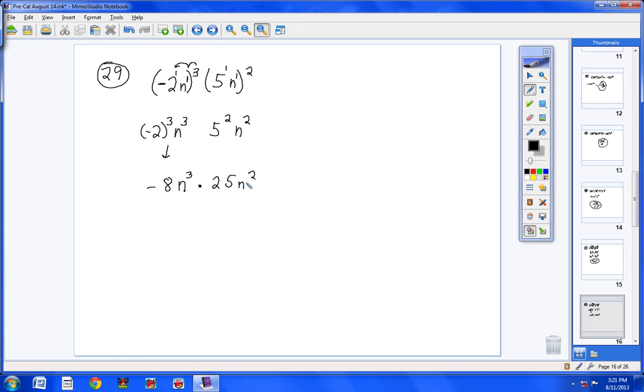We have an expression times an expression. We have a coefficient of negative 8, a coefficient of 25. If you multiply those together, a negative times a positive is negative. 8 times 25, I'm doing in my head, 40, 16 should be 200. And then n to the 3rd times n squared, you're multiplying like bases. You write the base once and you add the exponent. So there we go. The answer is negative 200 n to the 5th power.